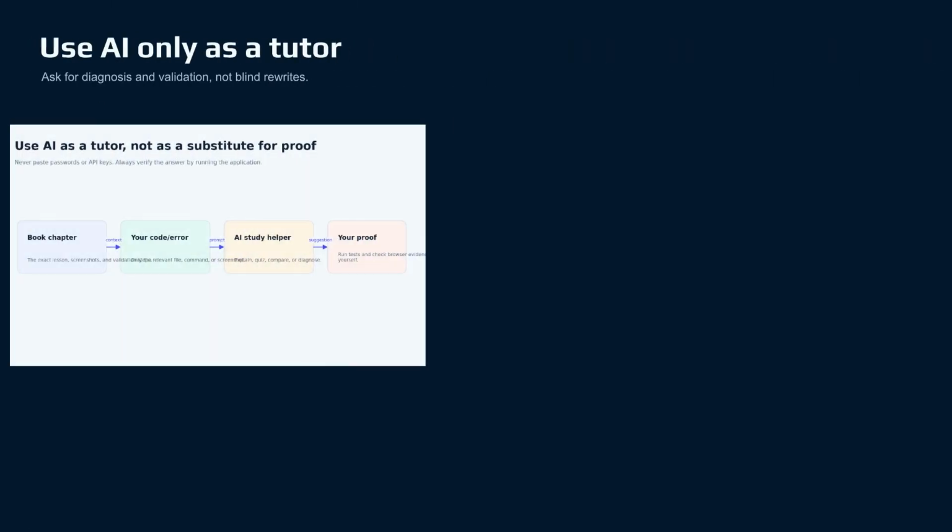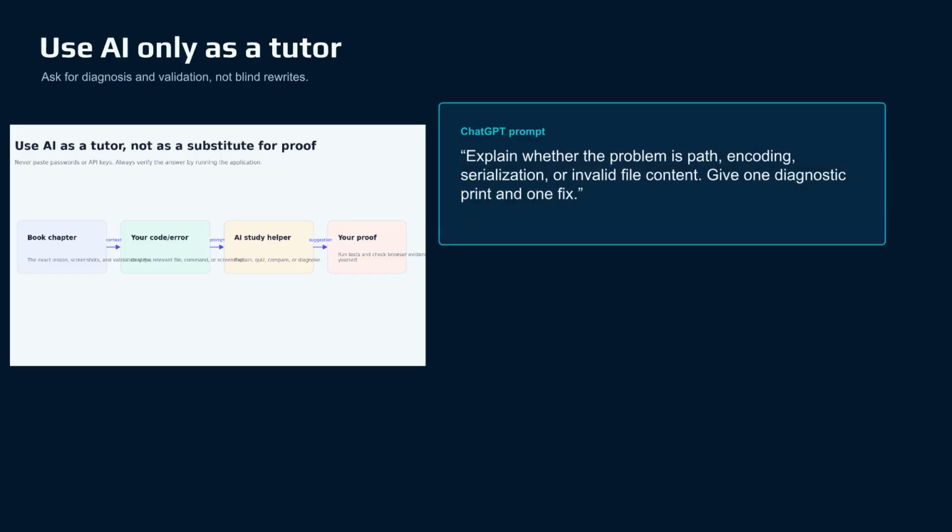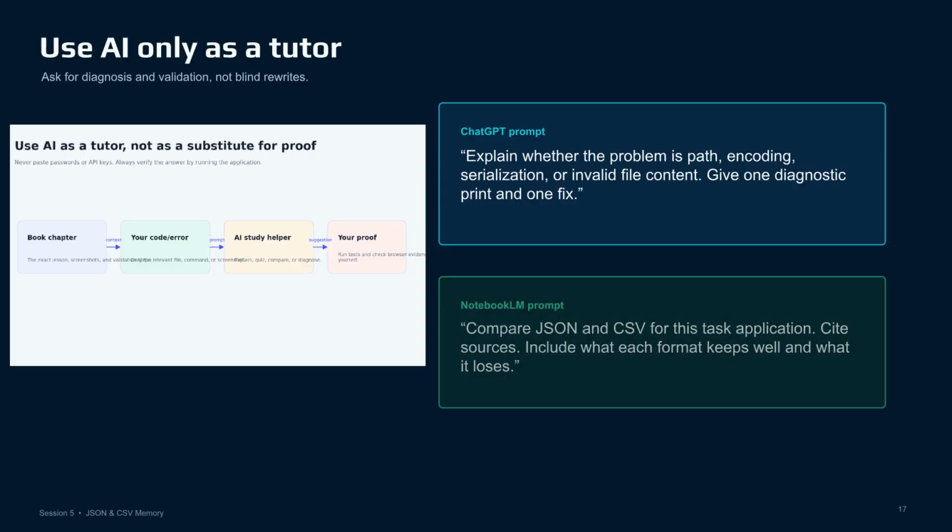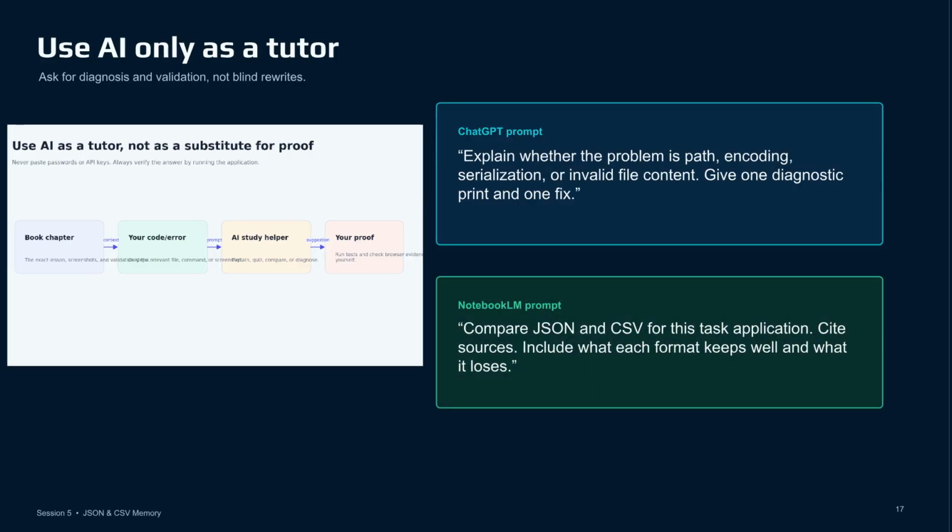When troubleshooting, use AI as a tutor. Ask for diagnostics rather than blind rewrites. For example, use ChatGPT to identify if a problem is with your file path or encoding, or use NotebookLM to compare how JSON and CSV handle your specific data requirements.